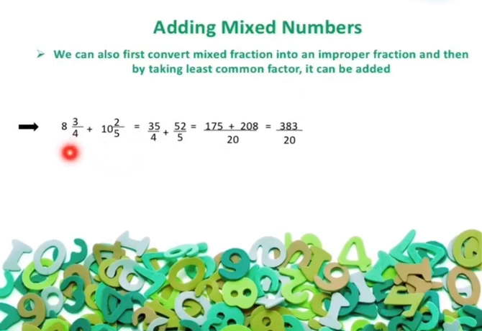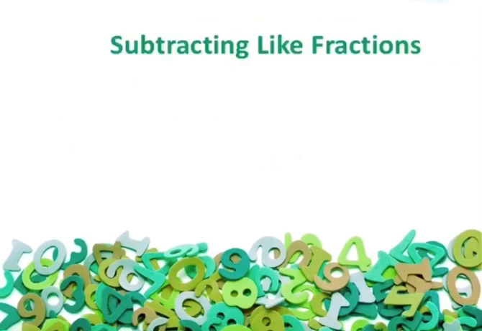That is how it is converted: 4 into 8 plus 3, that is 4 into 8, 32, 32 plus 3, which is equal to 35 by 4. Here 5 into 10, 50, 50 plus 2, that is 52 by 5. Now on taking the LCM, 20 is the LCM, and we will simplify and we will get the answer 383 by 20.